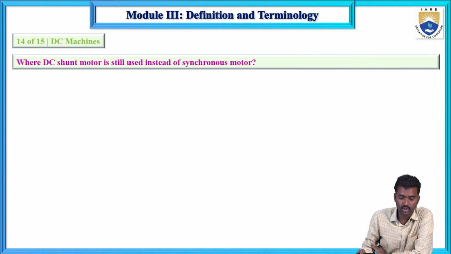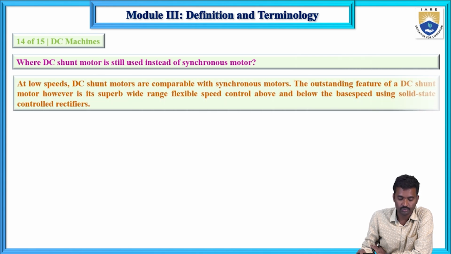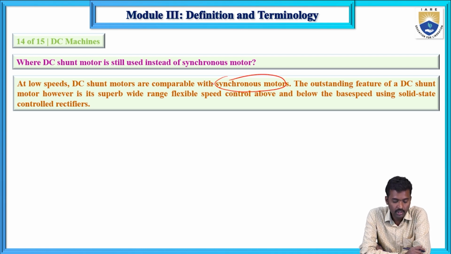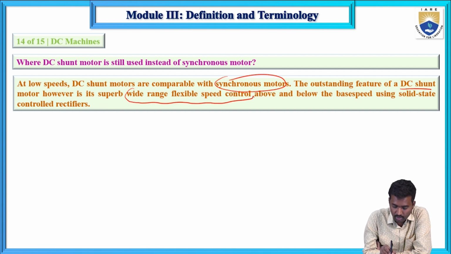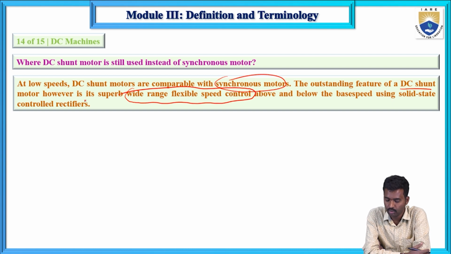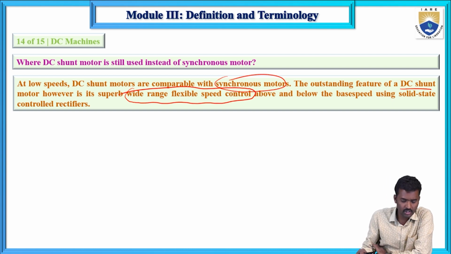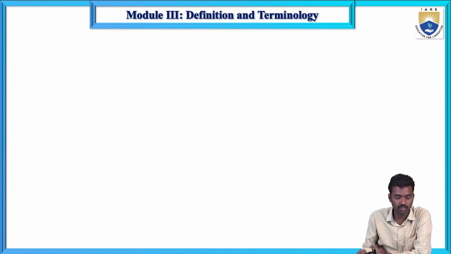Next, where is the DC motor still used instead of the synchronous motor? At low speed, DC shunt motors are comparable with synchronous motors. An outstanding feature of the DC shunt motor is its wide range of flexible speed control above and below base speed using solid state controlled rectifiers.